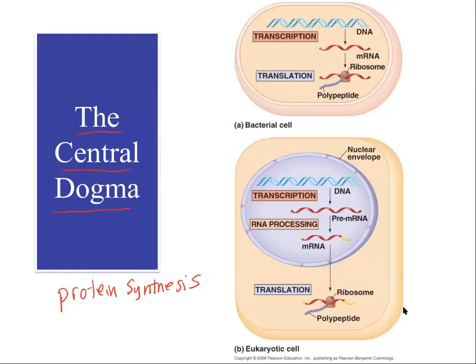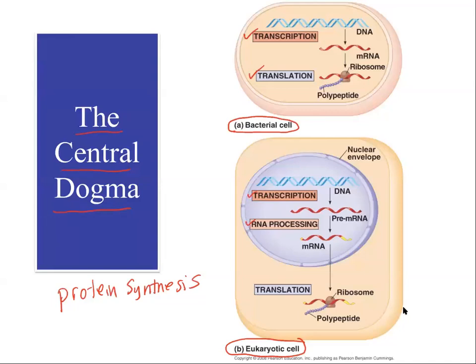And the two parts are called transcription and translation. You see here in this diagram, this is what's going on in a bacterial cell, and this is what's going on in a eukaryotic cell. Both cells have transcription and translation. They happen in slightly different places because a bacterial cell doesn't have a nucleus. Transcription and translation both happen in just the cytoplasm.